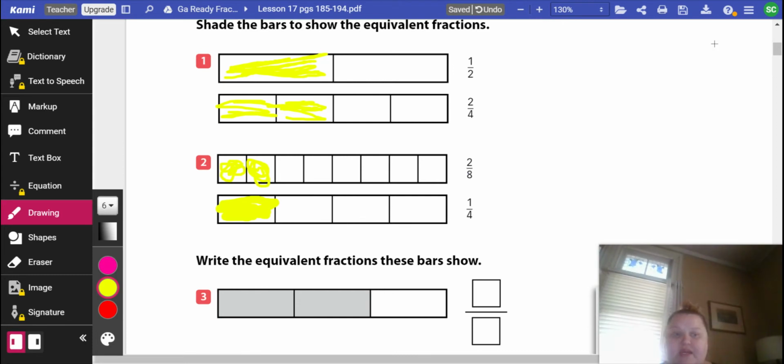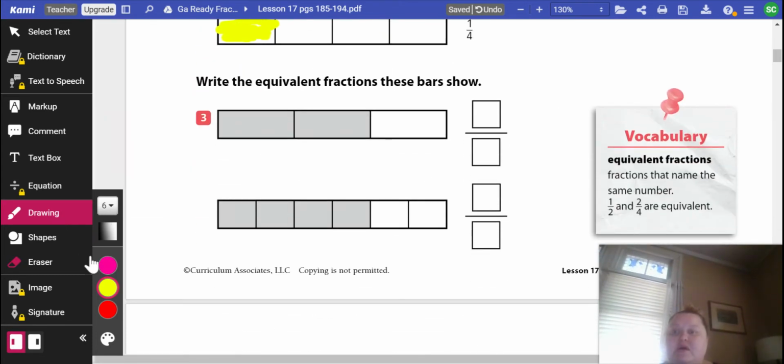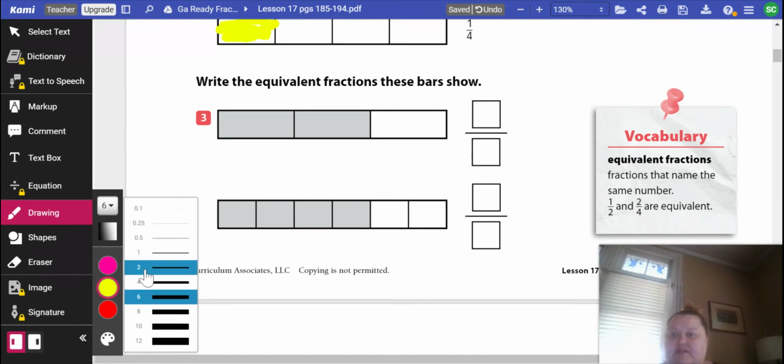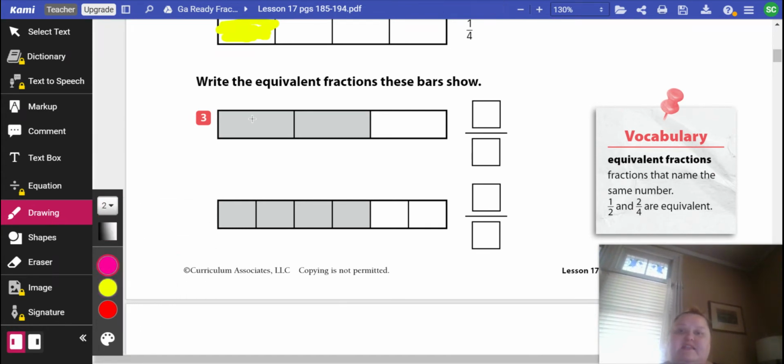For question number 3, it wants us to write the equivalent fractions that the bars show. So let's make this a little bit smaller again. And on this bar, we can see that 2 parts are shaded, and there are 3 parts total. So that fraction is 2/3.